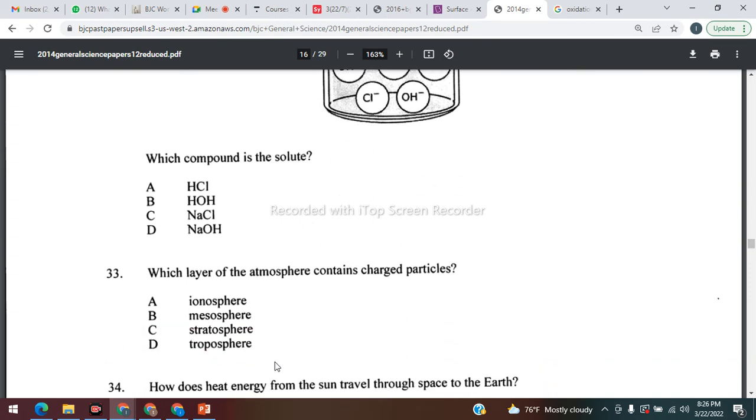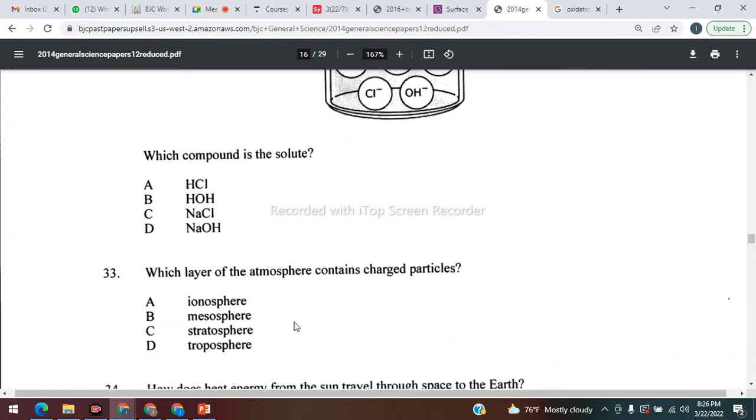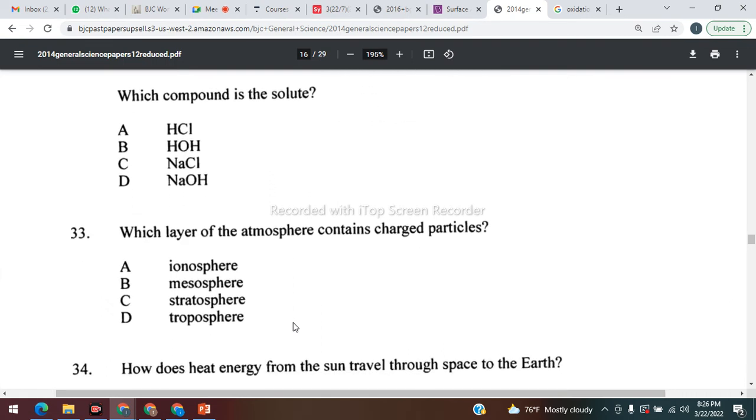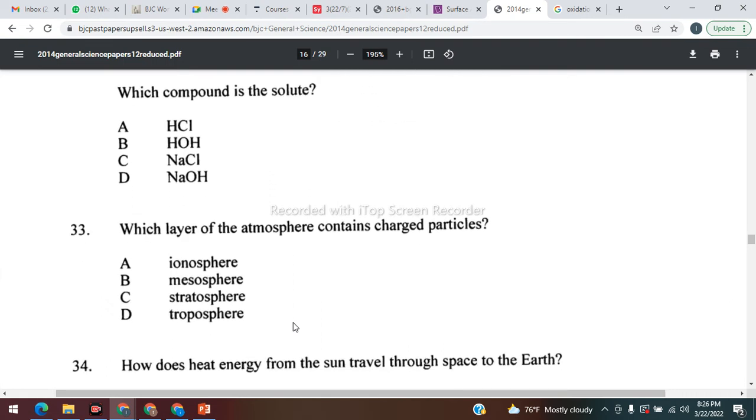Number 33. Which layer of the atmosphere contains charged particles? Stratosphere. Which layer of the atmosphere contains charged particles? A. B. Oh my God, it ain't troposphere, I know that for sure. It's A. Ionosphere.